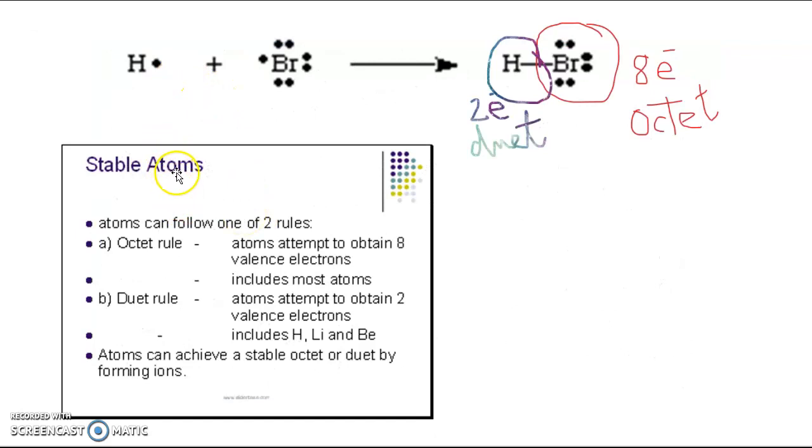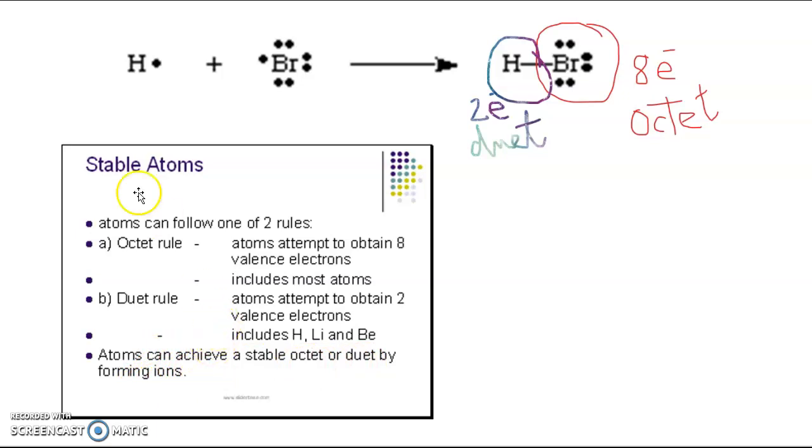In order to be stable, the atoms have to follow 2 rules. The octet rule is for atoms that attempt to obtain 8 valence electrons, which includes most of the atoms. And the duet rule is for those atoms that can get 2 valence electrons at most. This is for hydrogen, lithium, and beryllium.